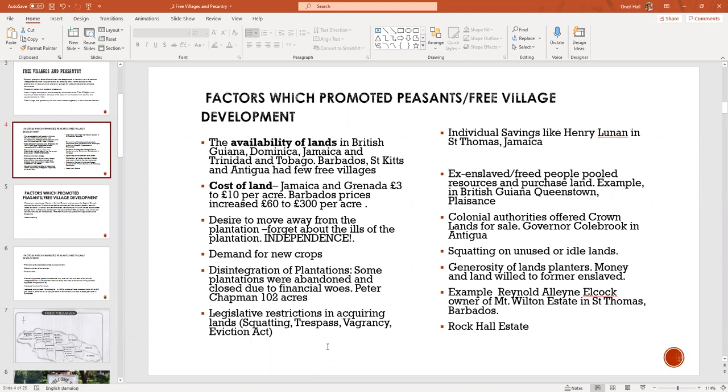But my question to you now is that we know for sure that they had these legislative restrictions: the squatting, the trespass, the vagrancy, and the eviction act. How did this lead to the development of free villages? Because now we know those acts led to the development of free villages. But how? There must be a link.